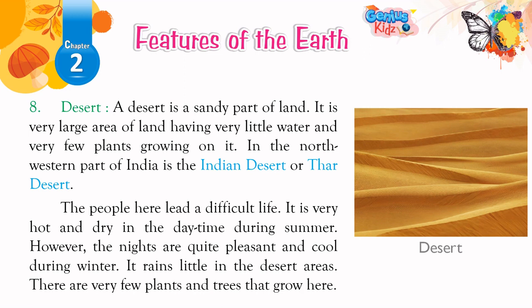8. Desert. A desert is a sandy part of land. It is a very large area of land having very little water and very few plants growing on it. In the northwestern part of India is the Indian desert or Thar Desert. The people here lead a difficult life. It is very hot and dry in the daytime during summer. However, the nights are quite pleasant and cool during winter. It rains little in the desert areas. There are very few plants and trees that grow here.